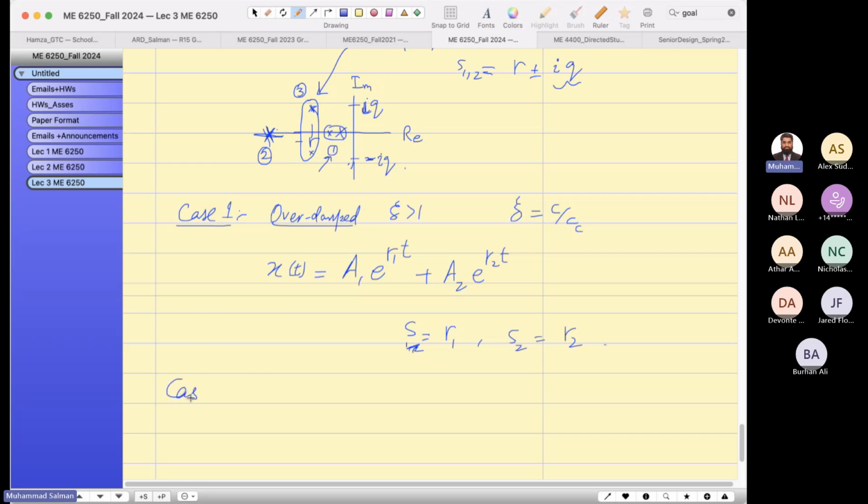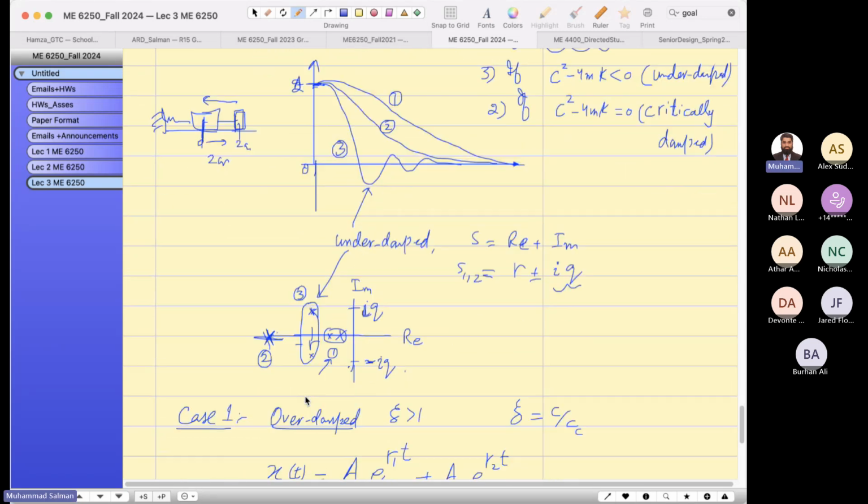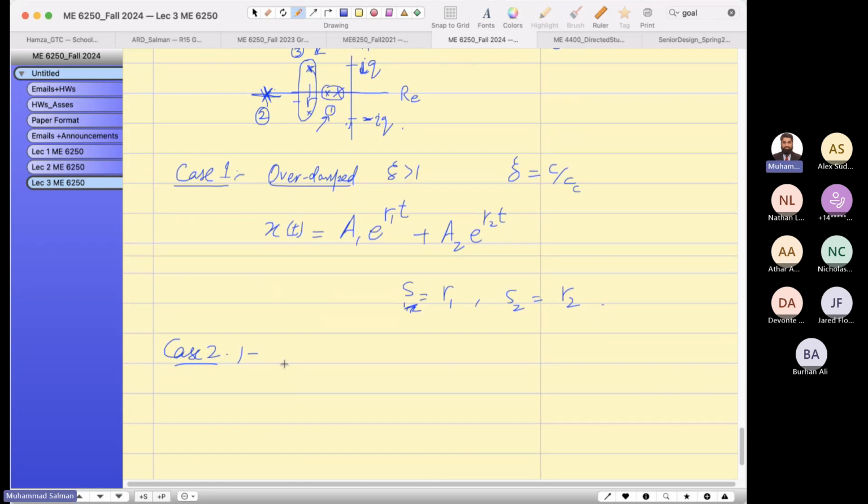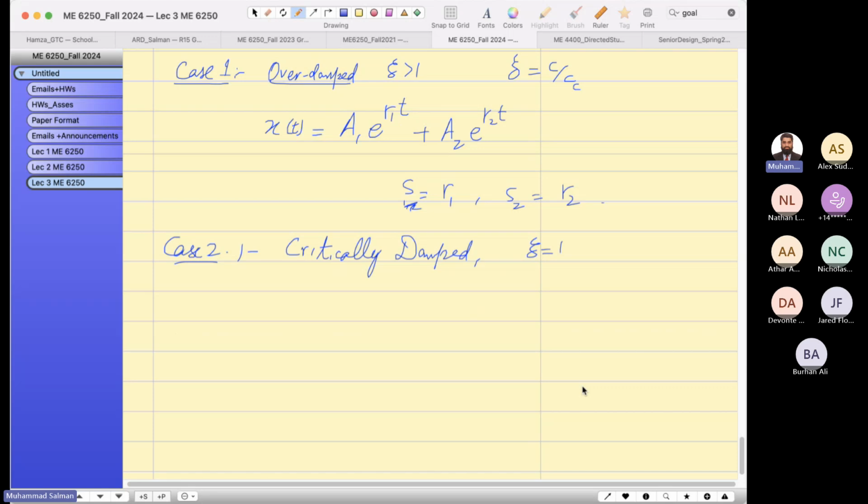And in case two, the critically damped system, zeta is equal to 1.